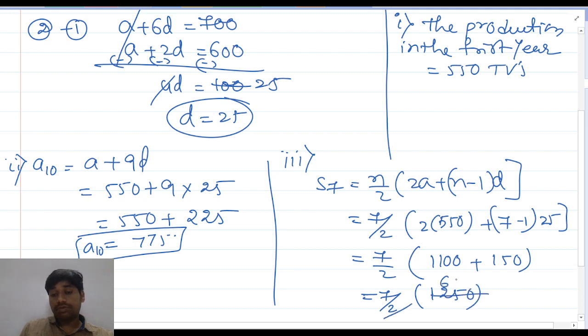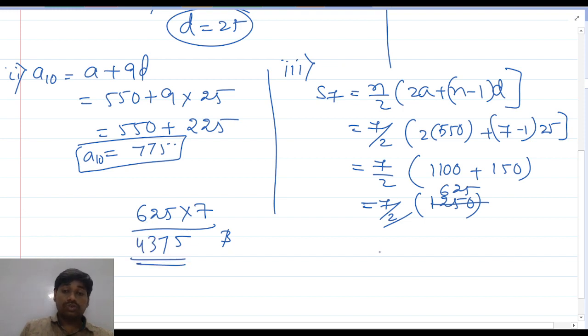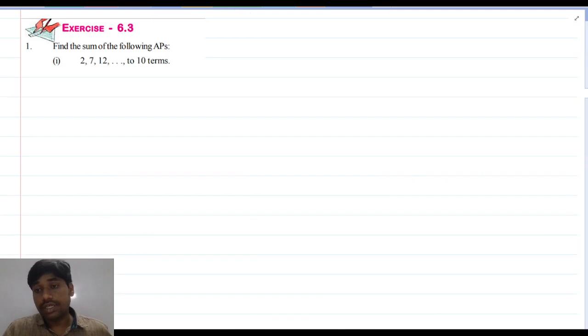Simply 625. So 625 into 7: 7 5s are 35, 7 2s are 14, 14 plus 3 is 17, 7 6s are 42, it is 43. So the number of TVs produced is 4375. Okay, is it clear?